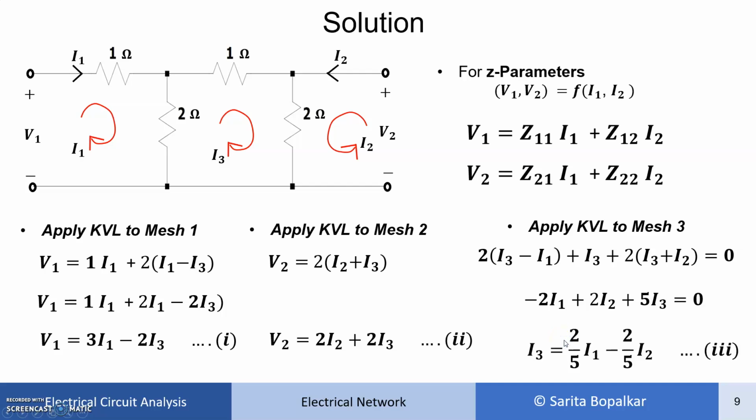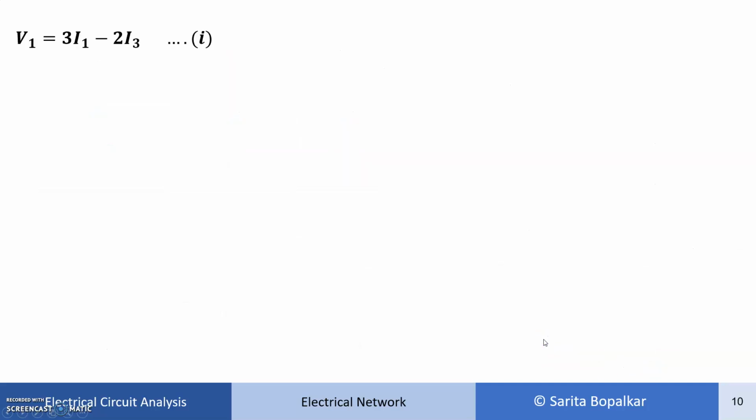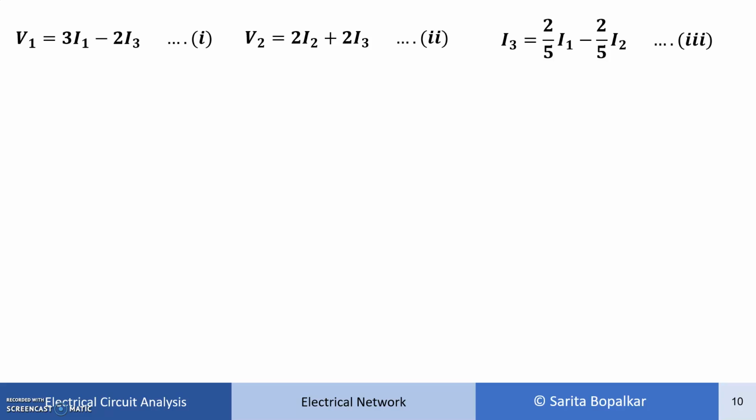So from this equation, we'll find I3, because we want to express V1 and V2 as a function of I1 and I2. But here it is I3. Here also it is I3. We have to replace this I3. So we can replace this I3 from this third equation. So let's see. These are the three equations we have received. Now this third equation we'll use to put it in the first and second.